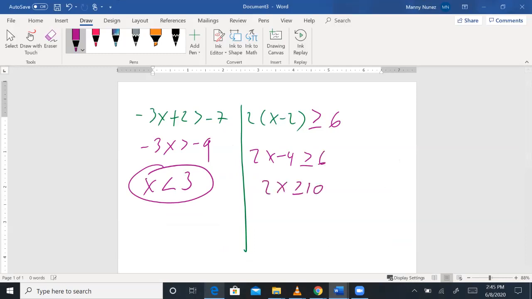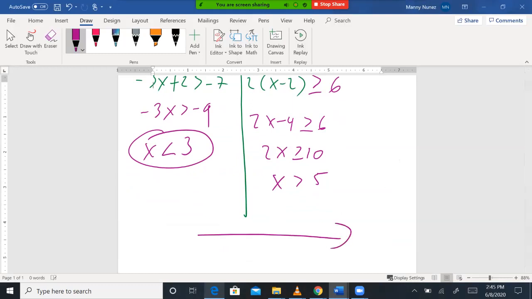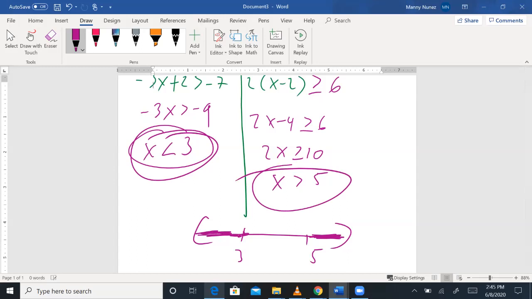Okay, divide by 2, x has to be greater than 5. If I were to draw a number line real quick, here's 3, here's 5. x has to be smaller than 3, x has to be bigger than 5. There's nothing in between, so guess what? Those are your answers. It's either x less than 3 or x greater than 5, essentially. Okay?